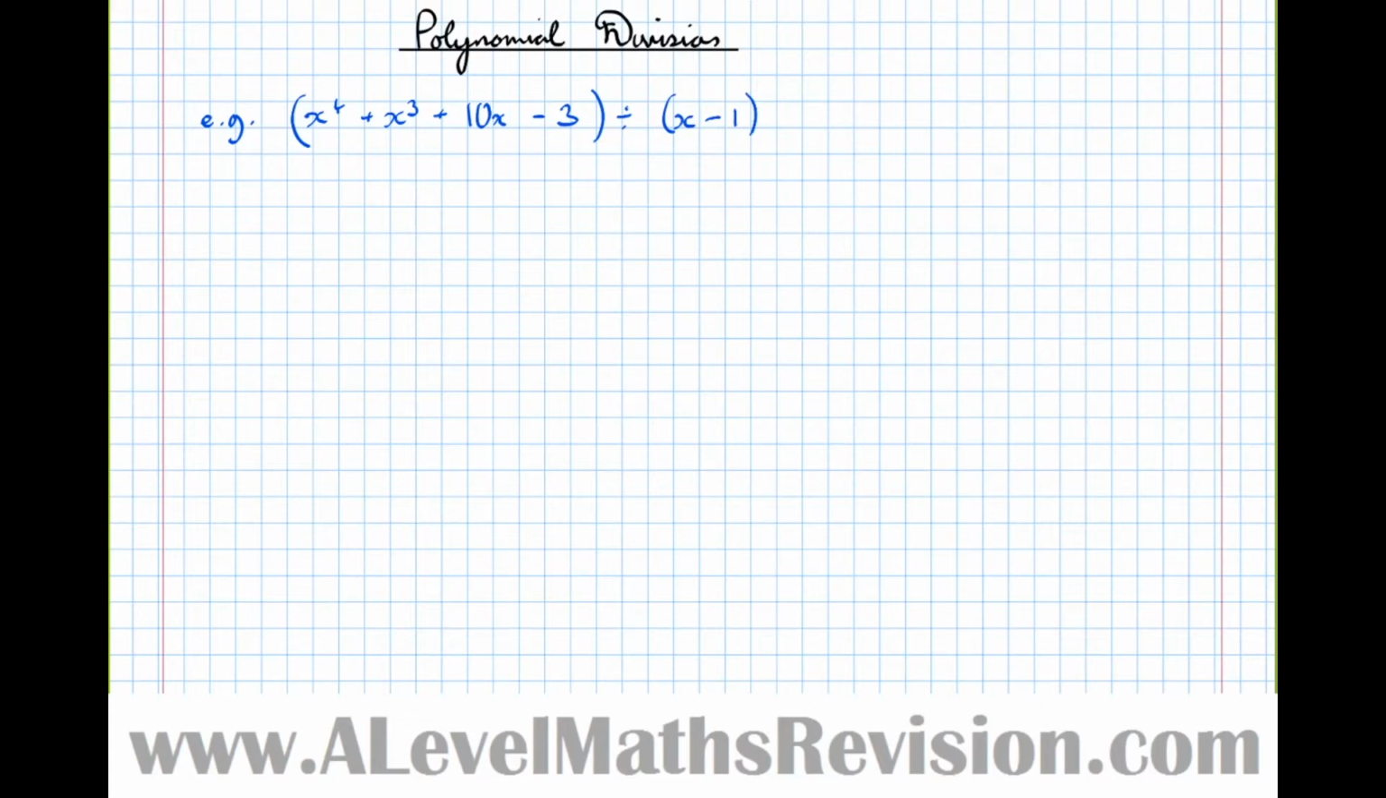There's a traditional way of doing this that you might have seen, which I don't much like, where you'd write x minus 1 into x to the power of 4 plus x cubed, etc. And I don't want to do it that way. What I want to do is use a reverse grid method. So what this is actually asking is what times is by x minus 1 to make that. And that's the way I want to do it. So what times is by x minus 1 to give this expression here?